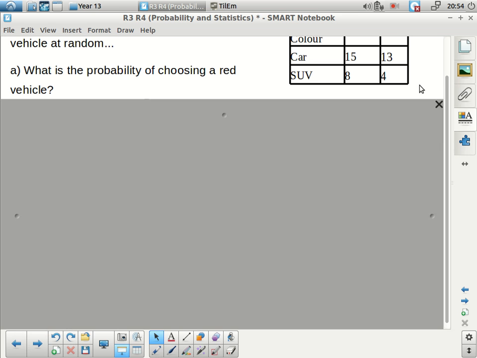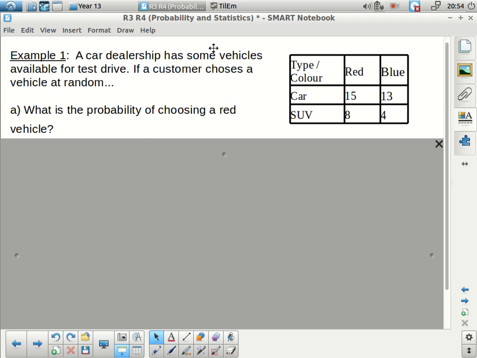So here's our first example. Just have a little chart here. A car dealership has some vehicles available for test drive. Okay, and here they are. Some cars, some SUVs, some are red, some are blue. If a customer chooses a vehicle at random, what is the probability of choosing a red vehicle?